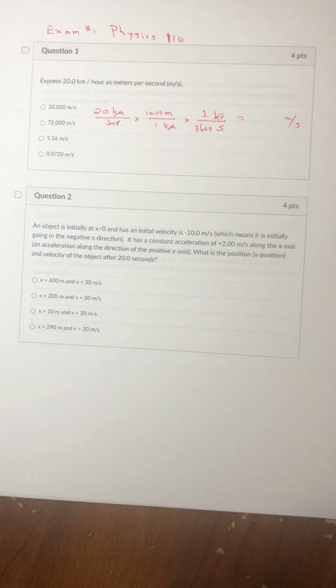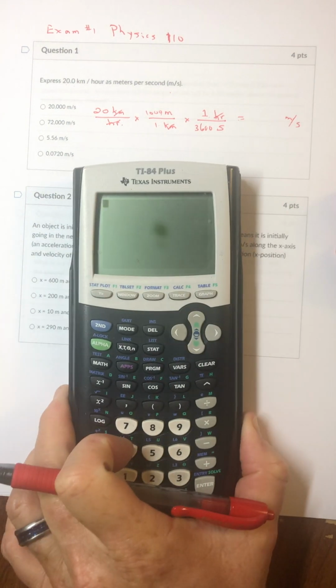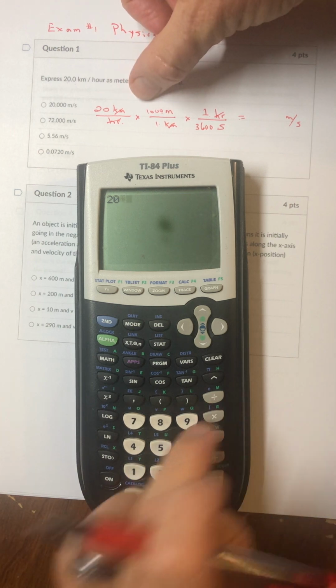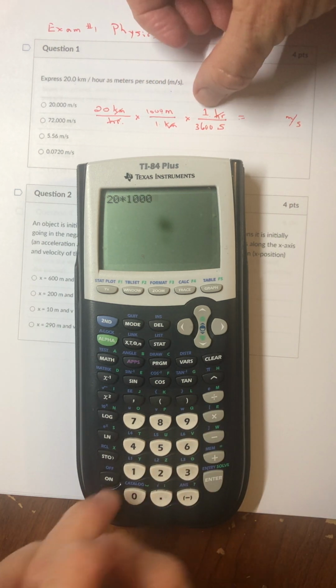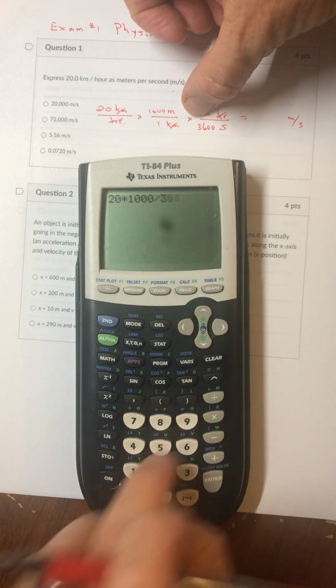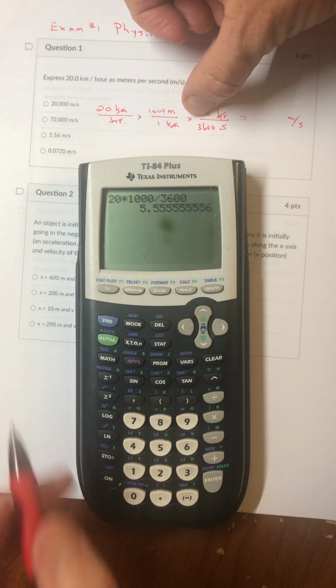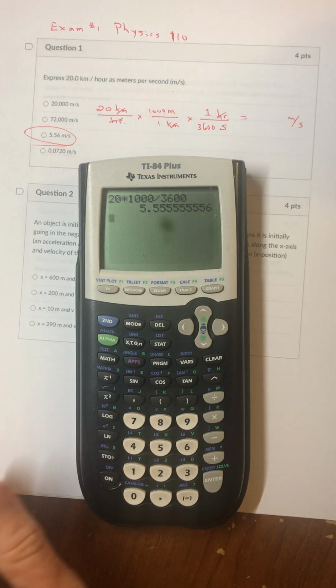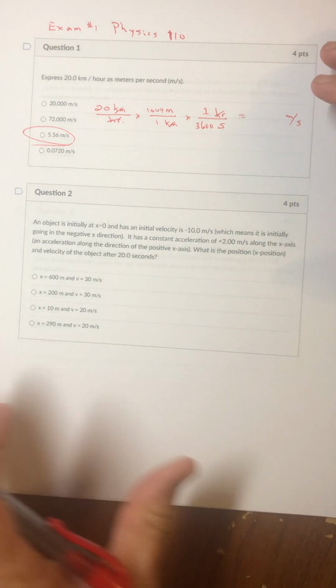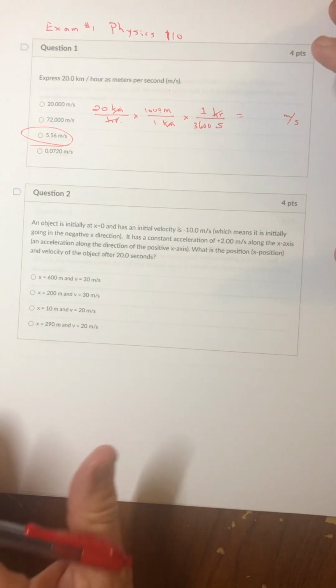So there's the thinking behind it. Numerically, it would work like this. We'd go 20, then multiply by 1,000, then multiply by 1, then divide by 3,600, and it looks like C would be the correct answer on that one, or the third one, I guess.